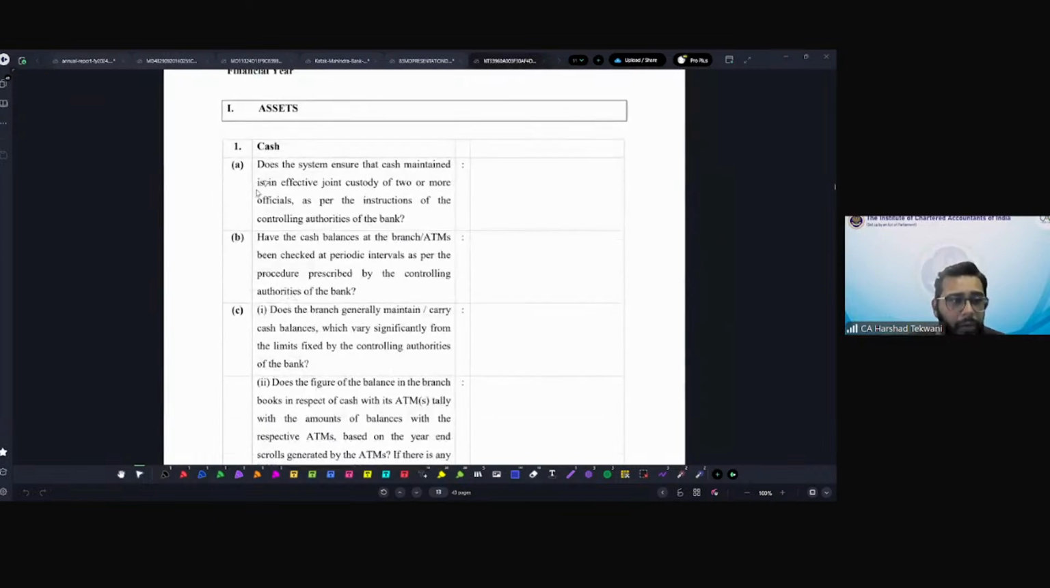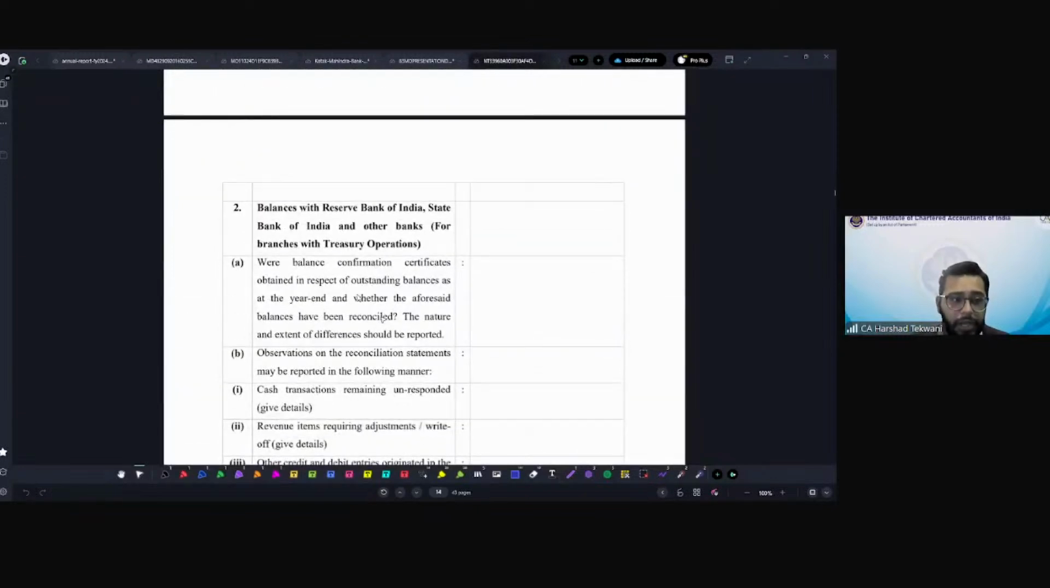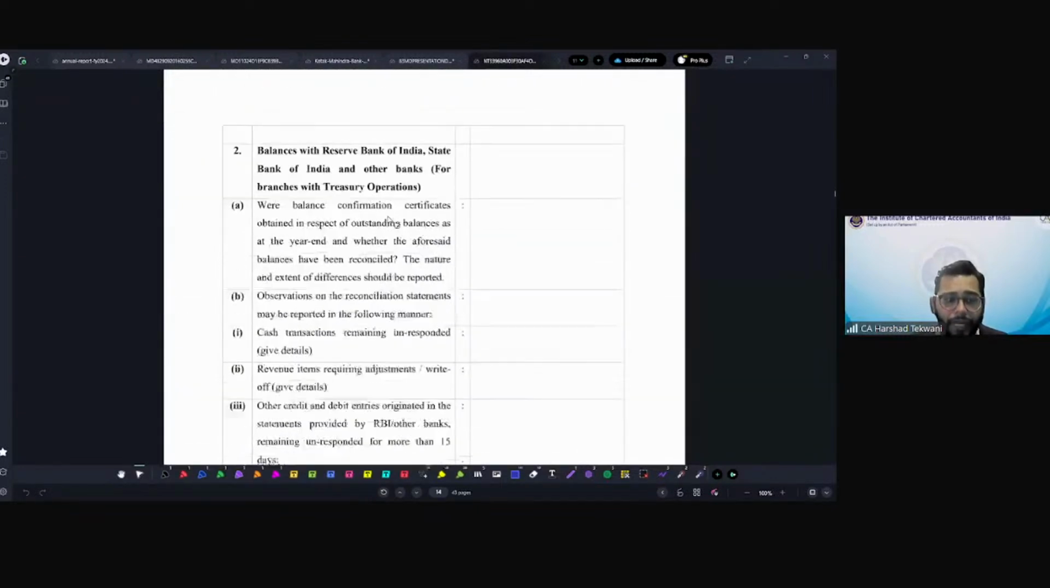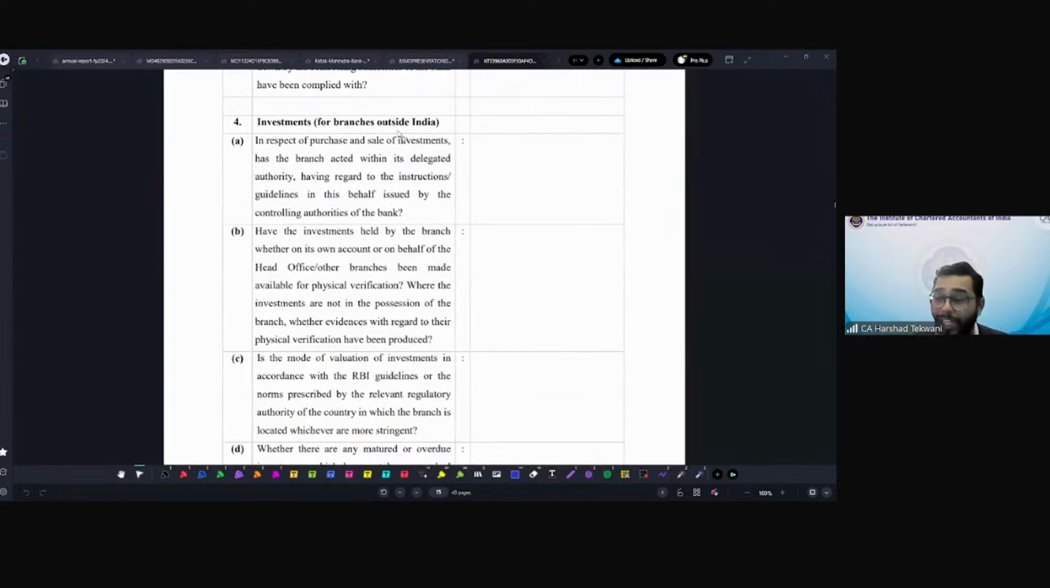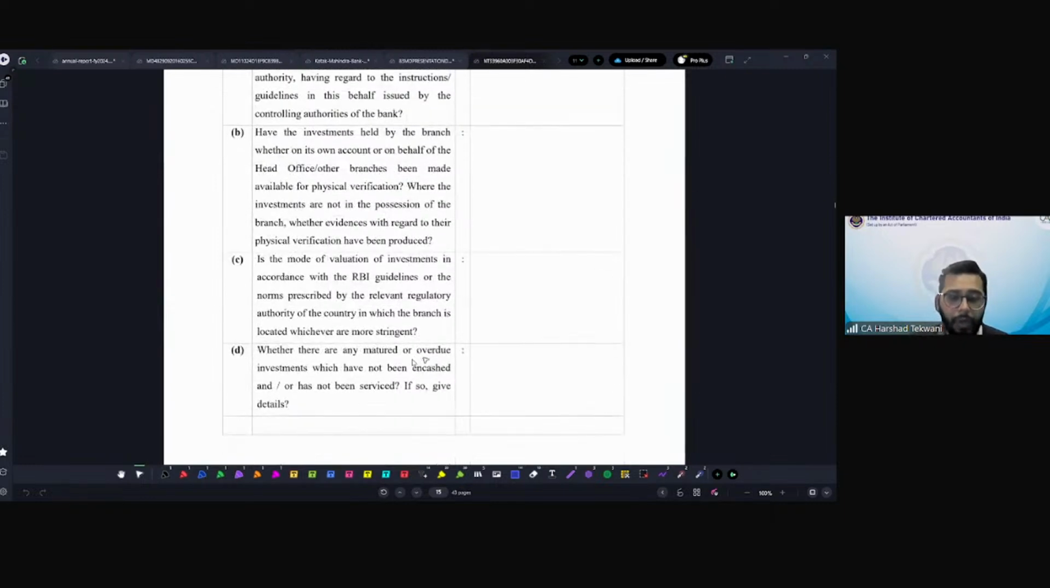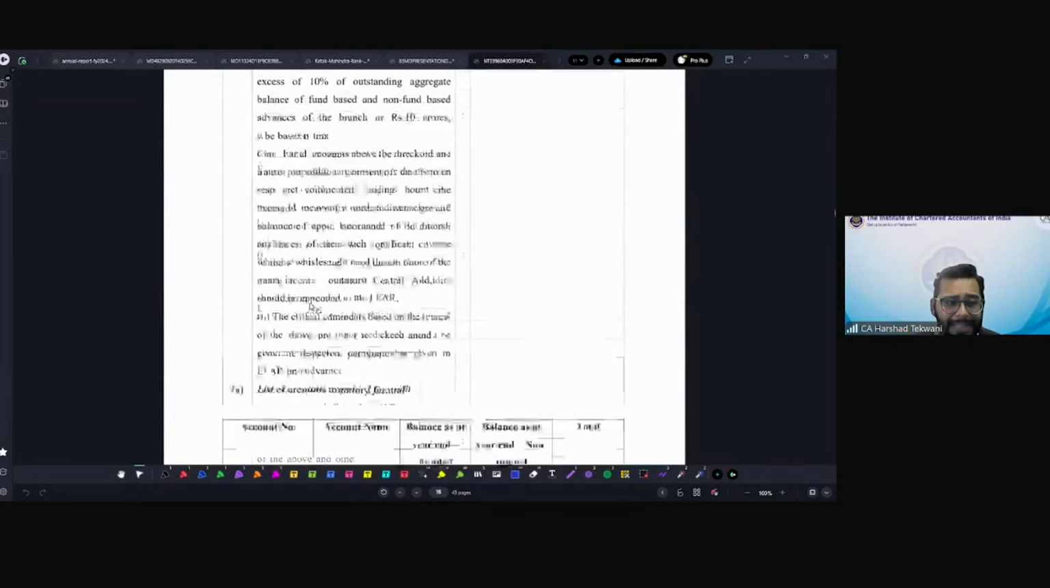So how does the bank system ensure that cash is maintained in effective joint custody? This is related to the cash. This is related to the bank with Reserve Bank of India. Money at call, investments for the branch outside India, points that the auditor has to report. This is applicable to branch auditor, okay, like valuation of those investments, advances, okay.